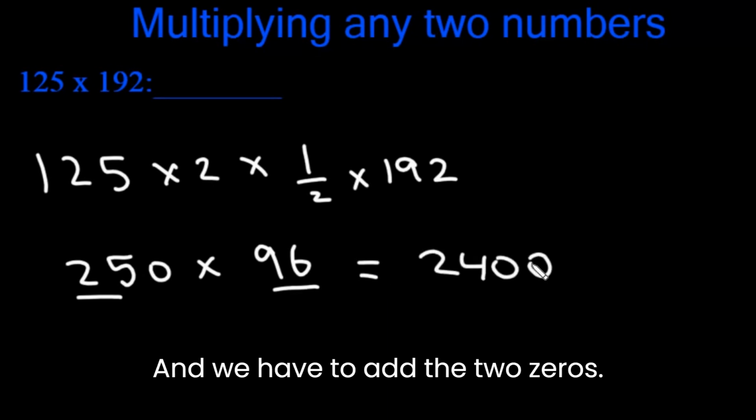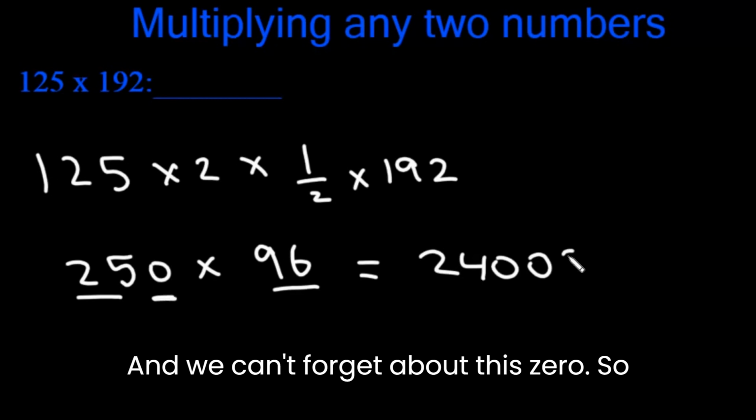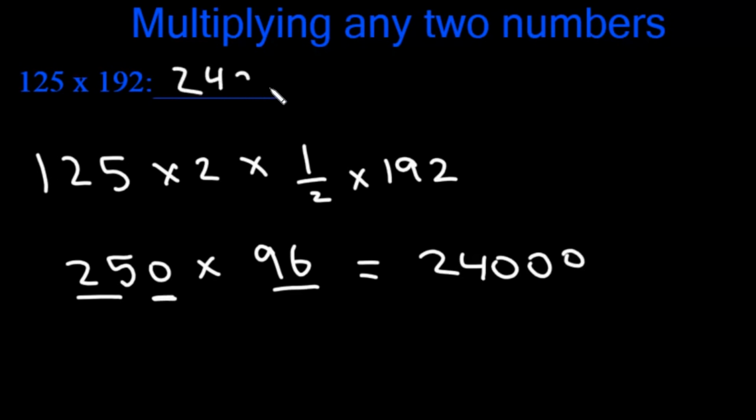And we have to add the two zeros. And we can't forget about this 0. So our final answer is 24,000.